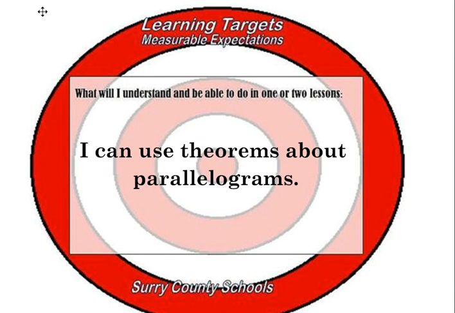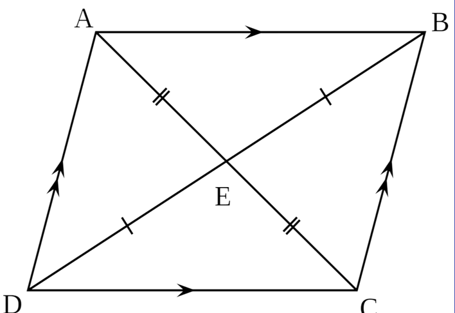Okay, so let's look at some theorems about parallelograms. I've got a diagram there for you. Let's talk about what's marked so far. We talked about the little tick marks with the triangles, meaning that those pieces are congruent. So we'll get to that here in a second. What do the arrows mean?